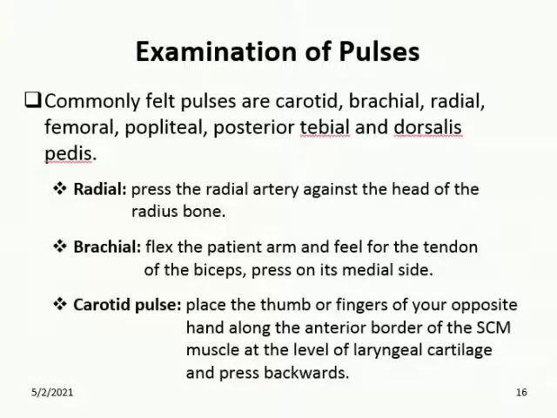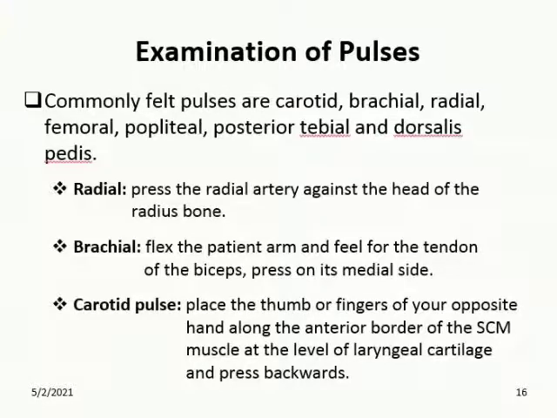Examination of pulses. Commonly felt pulses are carotid, brachial, radial, femoral, popliteal, posterior tibial, and dorsalis pedis. Radial pulses are checked by pressing the radial artery against the head of the radius bone. To check a brachial pulse, flex the patient's arm and feel for the tendon of the biceps. Press on its medial side.